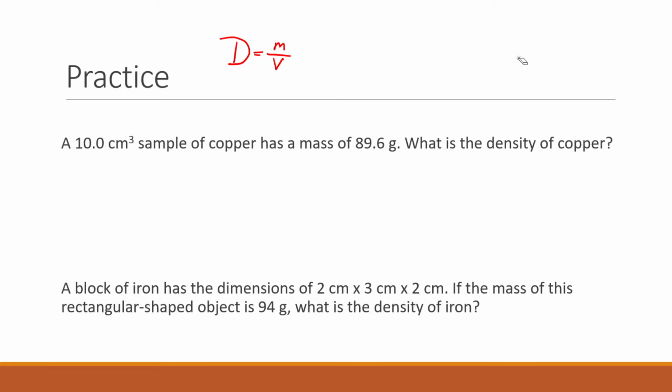Alright, so for the first one, we have two numbers here, right? 10.3 centimeters cubed and 89.6. We know that density is going to be equal to mass over volume. It's important that we're able to identify which of these numbers is which. Right? They tell us straight up it has a mass of 89.6 grams, so that means that that's going to be our numerator.